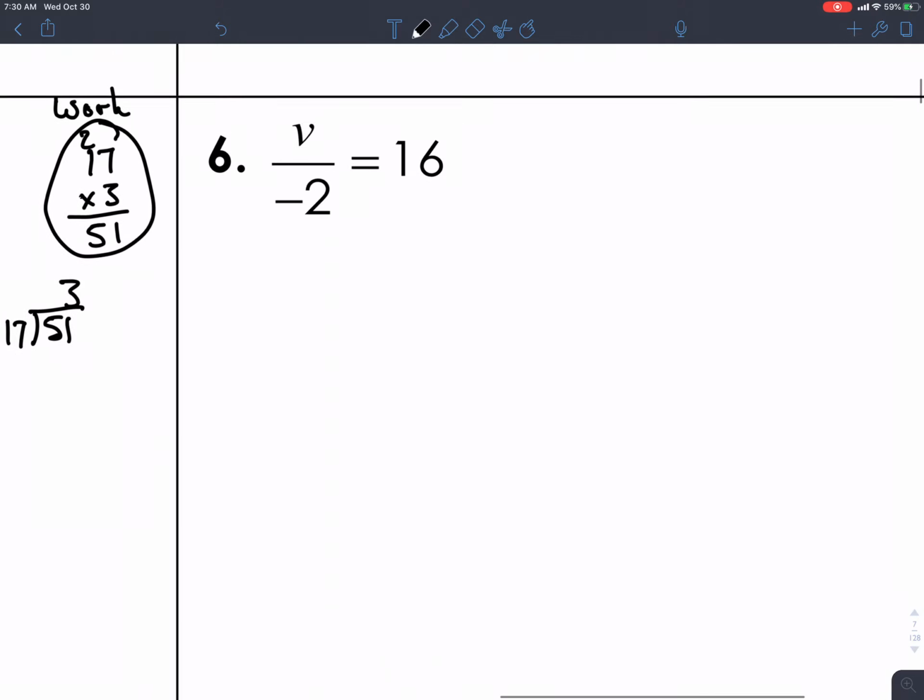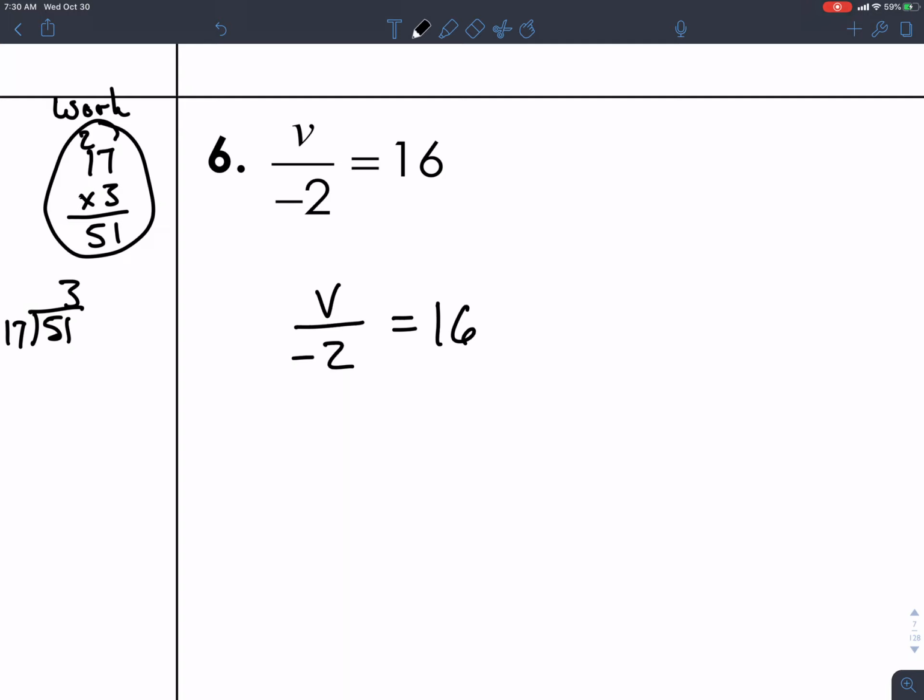Let's do number 6. I'm going to rewrite it so I can have a little bit more room. And I'm telling you, rewrite these division problems. Do it so you have more room. It's not optional. Rewrite it so you have the room to work. V divided by negative 2 equals 16.